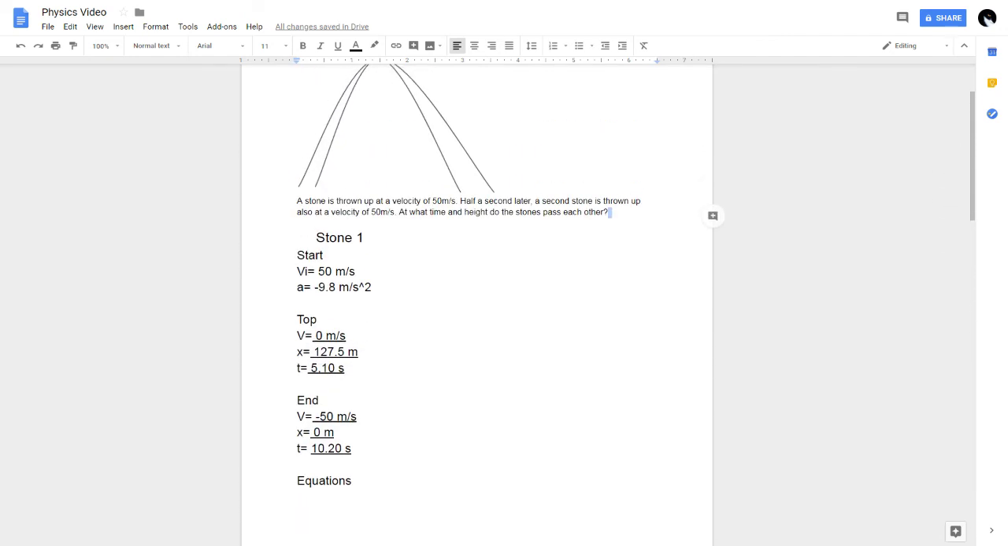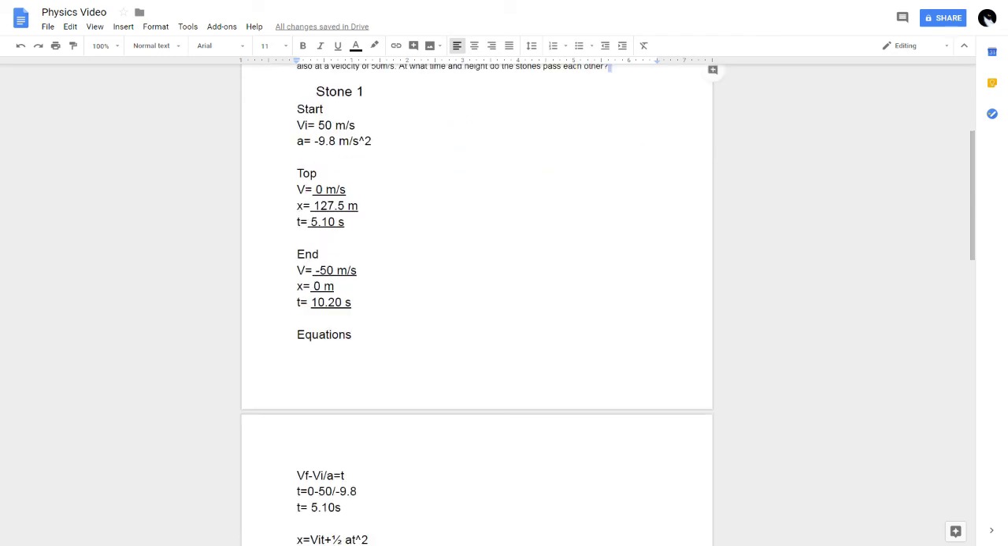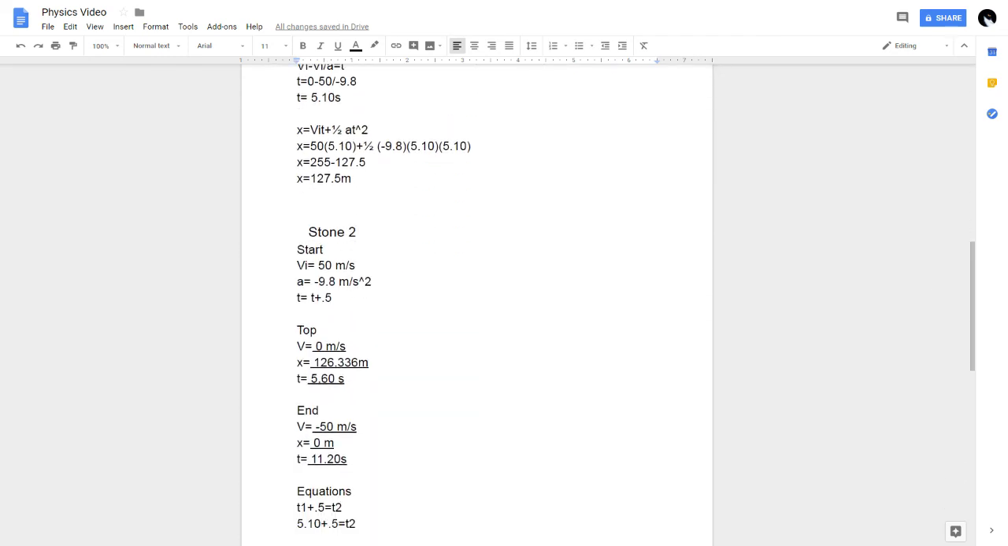And we found all the numbers for stone 1 at the top and the end, and we found all the numbers for stone 2 at the top and the end.